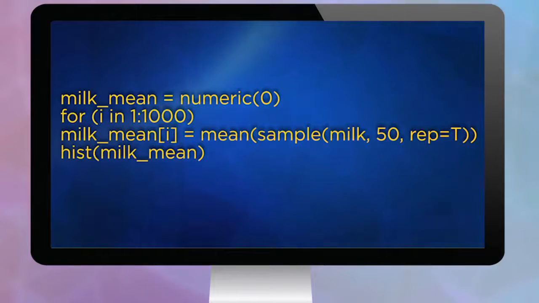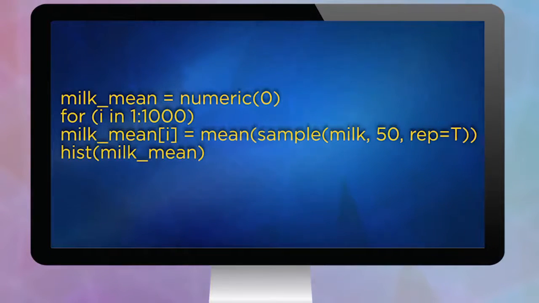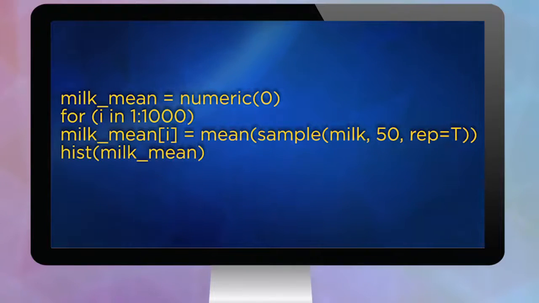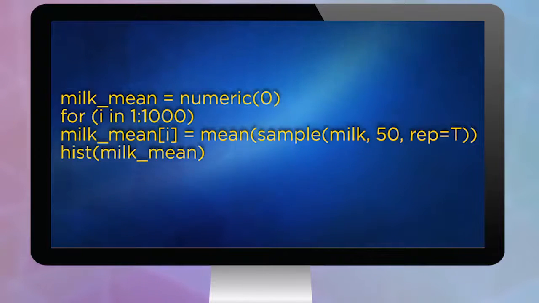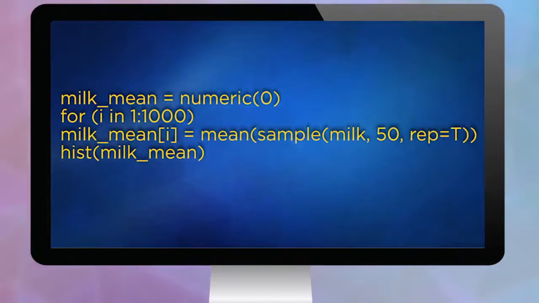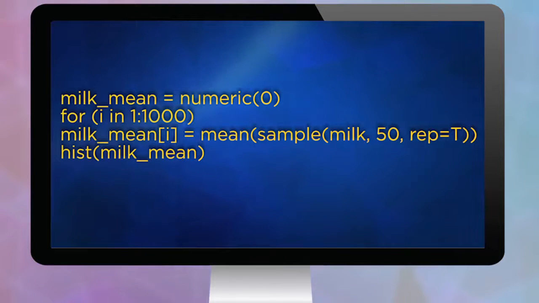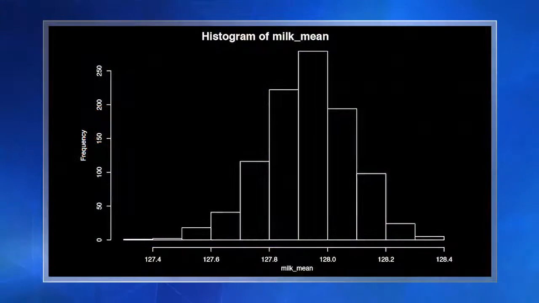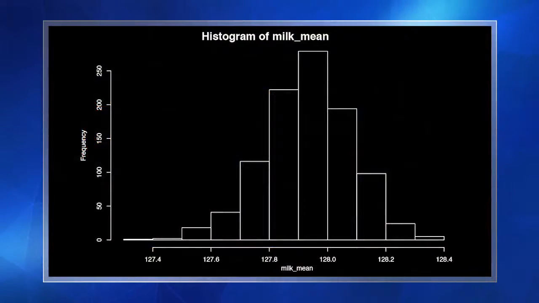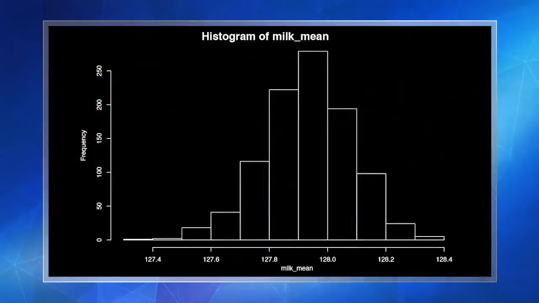Milk mean, we're going to set that equal to a numeric, which means we're going to use it to store values. As i goes from 1 to 1,000, I want to assign milk mean at entry i the mean of my sample of 50 samples of milk with replacement equal to true. Let's look at a histogram of the means of those milk samples. Voila! The normal distribution has shown up again.